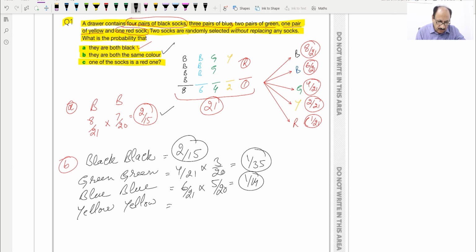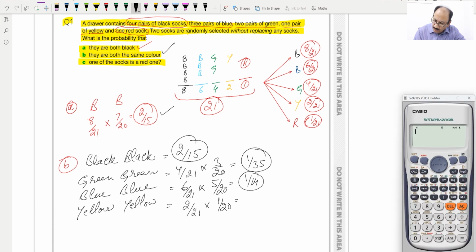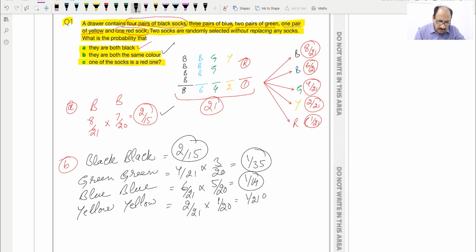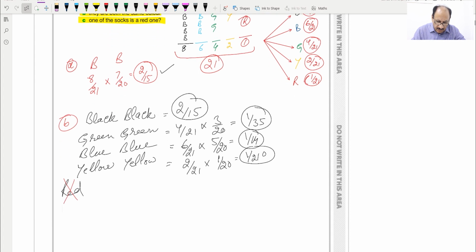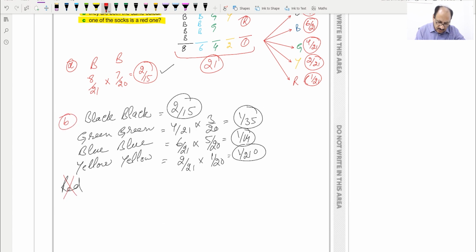So for yellow and yellow, we can also check. There are 2 yellows, so 2 over 21 multiplied by 1 over 20, and this will result in 1 over 210. So this will be the last for yellow. And keep in mind red is not possible because there is only one red sock. So I'm just putting a cross here for red for your understanding, so that you can know where the red sock is going.